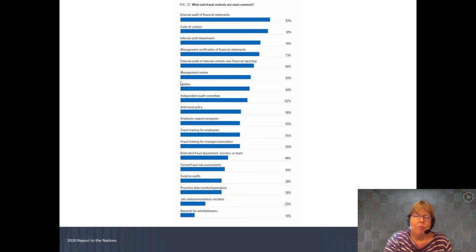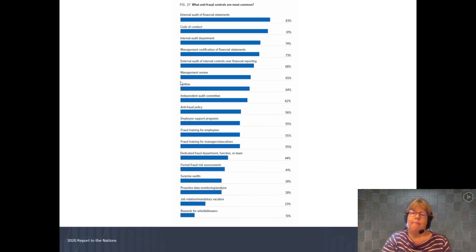So, of course, companies do not want fraud committed, so they put controls in place. This looks at some of the controls that were in place, at least for companies that had frauds reported against them. The first one, the main control, is an external audit of financial statements. That does act as a bit of a deterrent, but it is the biggest control even though we just saw that it really wasn't the most effective in catching fraud.